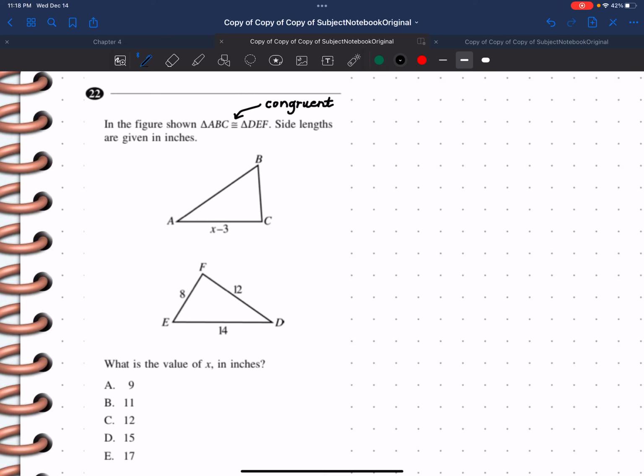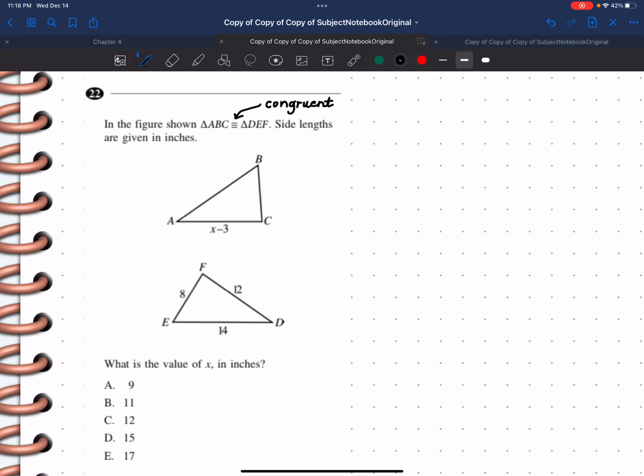Side lengths are given in inches. So I'm going to try something here. I'm not sure that this is going to work. I was going to try to rotate that, but I can't. So I won't confuse you by doing that. So what we need to figure out is the corresponding sides.